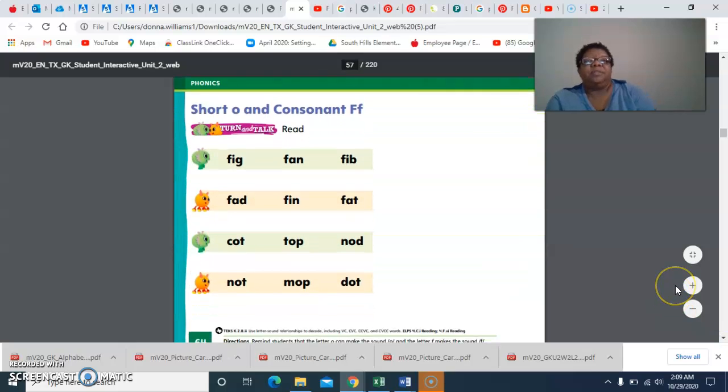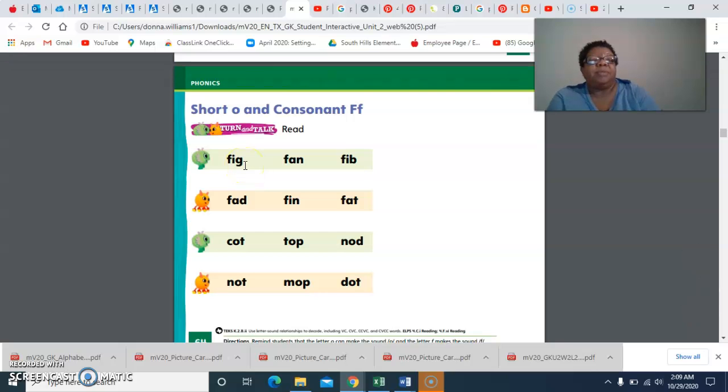Then you have words that you can work on also tomorrow or Thursday. And it has short O and consonant F. So you're just going to read these words, try to sound them out, and I'll do one row. Ig, fig, fan, ib, fib. So you have to know your sounds so that you can sound out each letter and be able to put it back together to blend to be able to read the word.